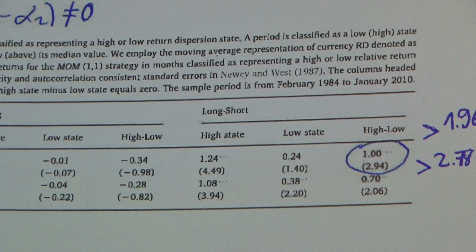If we have a look here at table 4, that's basically the key table of this paper. We now consider the long-short strategy, the zero-cost momentum portfolio, and we see that the return difference between high states, when cross-sectional return dispersion is high, minus low states, when it is low, is 1% per month, with a t-statistic of 2.94.